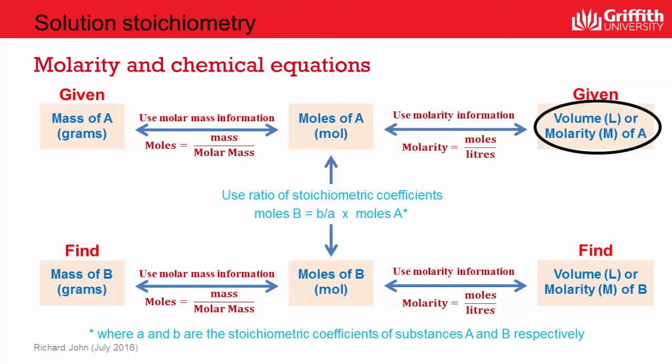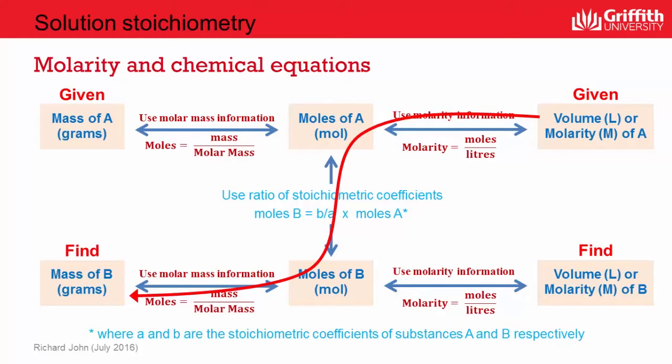It could also be that we're given the volume and molarity information of substance A, but asked to find the mass of another substance B. In this case, we would use this diagram in the S shape, going from volume and molarity of A, use the molarity information across the top, calculate the moles of A in step 1. Step 2, coming down the middle of the diagram, moles of A being converted to moles of B using the ratio of the stoichiometric coefficients in the balanced chemical equation, and then we convert the moles of B to mass of B using our molar mass information across the bottom left-hand side of that diagram.